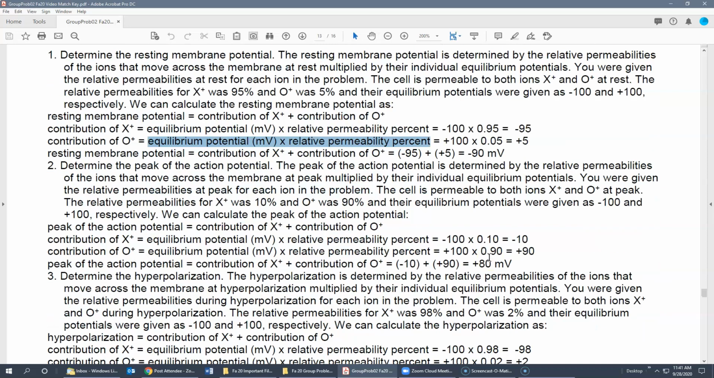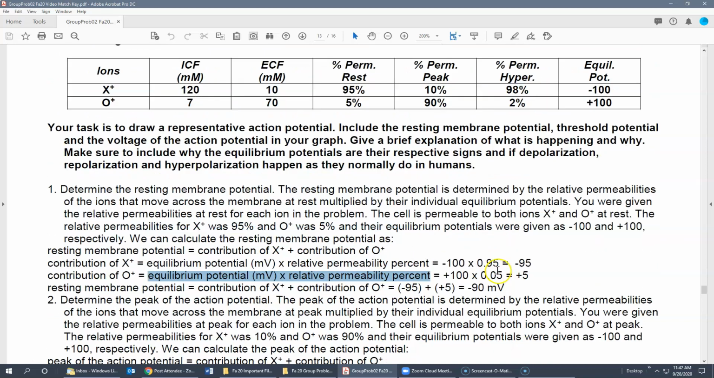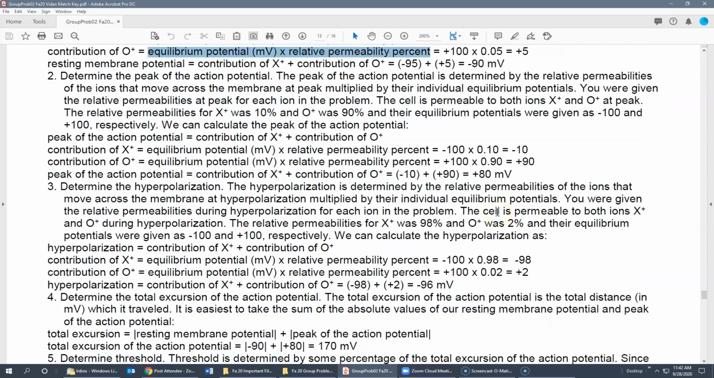Okay. And then I like to do the other ones right away because it's the same formula. The only thing that changes is the percent permeability. So for peak, I just come up here and use 10% and 90%. And for hyperpolarization, I use 98 and 2. So here's the peak. 0.1 times minus 100 is minus 10. 0.9 times positive 100 is positive 90. Add them together, and that's positive 80. And then down here, from the table, I have 98%. The equilibrium potentials don't change, right? They're the same. So 0.98 times minus 100 is minus 98.